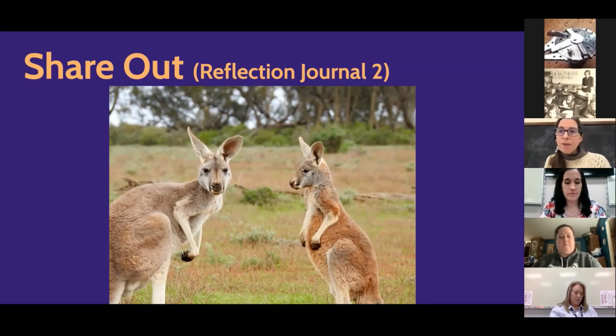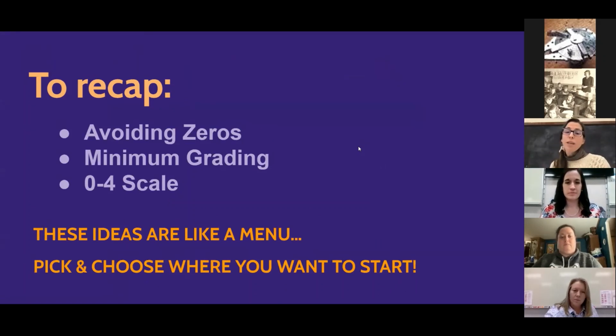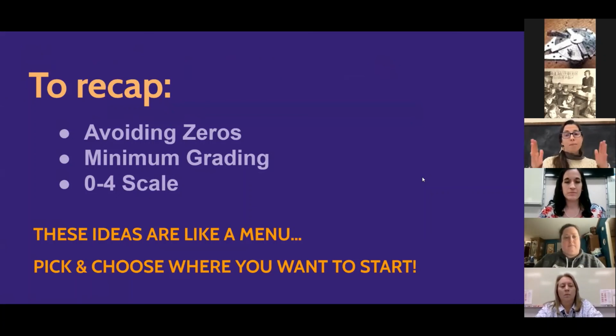We are getting up on the time where it's almost time for us to go. So if Bree, if you can click to the next slide. To recap, we gave you 3 things: avoiding zeros, minimum grading, and the 0 to 4 scale. These ideas are like a menu. Pick and choose where you want to start. Some of you might be on the continuum where you're past these and have already done them, or you found that these were not strategies or processes you wanted to try.